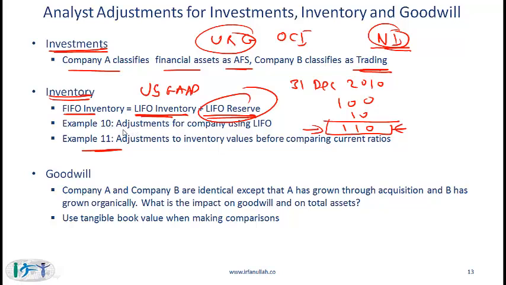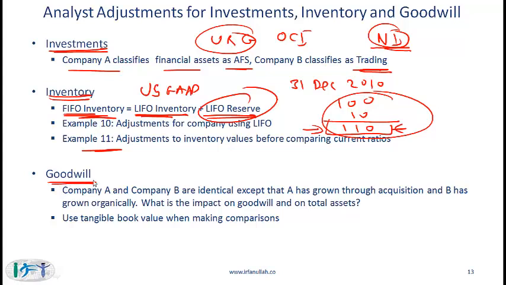Example 10 shows us how this adjustment is made, and effectively it is this simple calculation. Example 11 talks about adjustments to inventory values before comparing current ratios. Clearly, if you have two companies and you are comparing the current ratios, it makes sense to first bring the inventory to the same system before comparing.